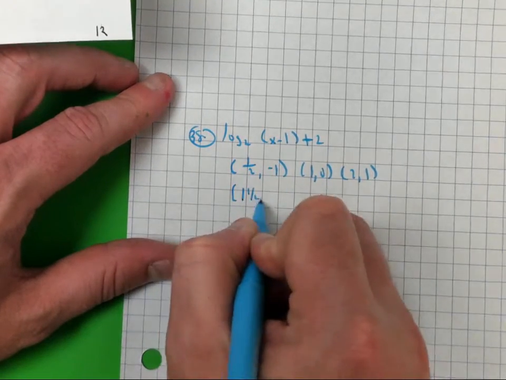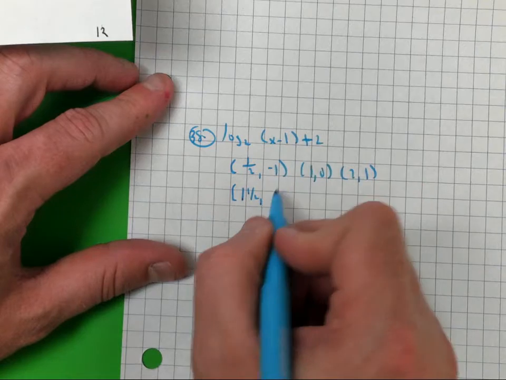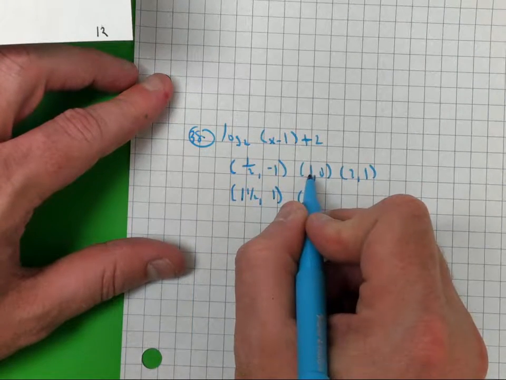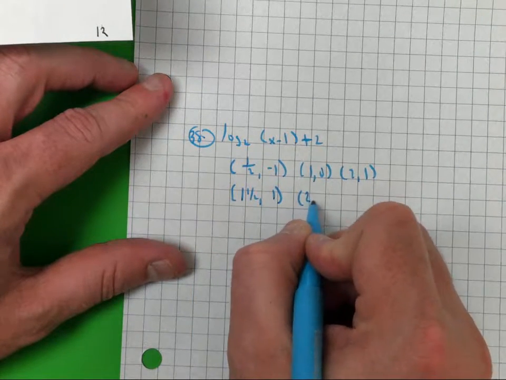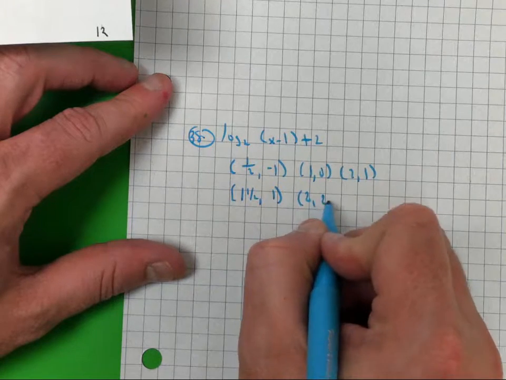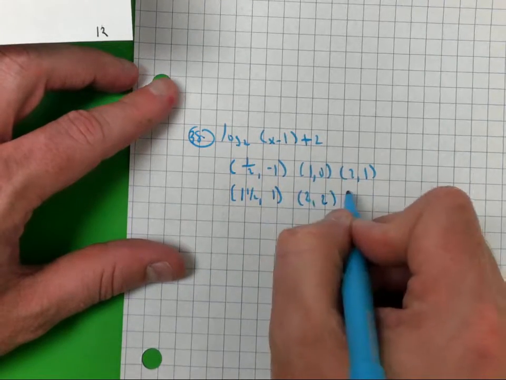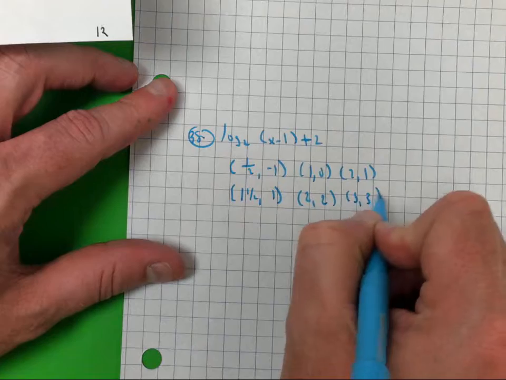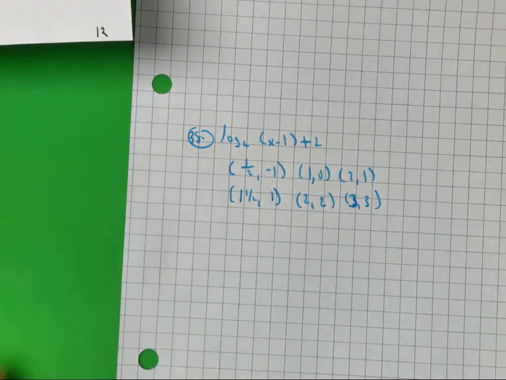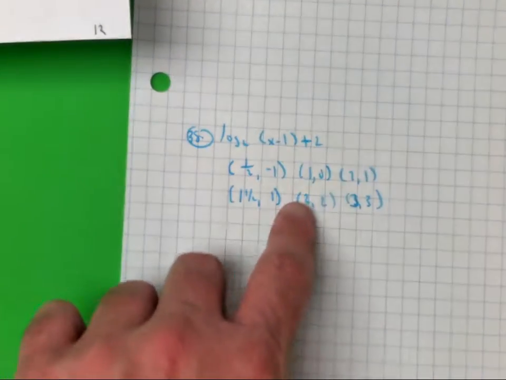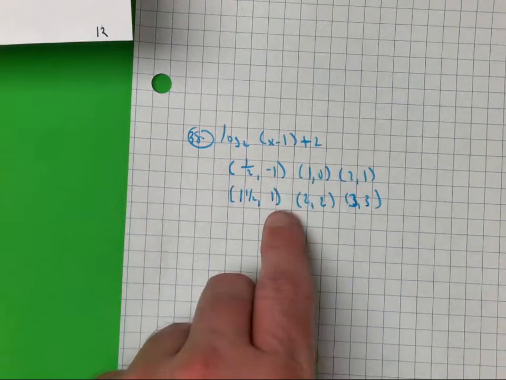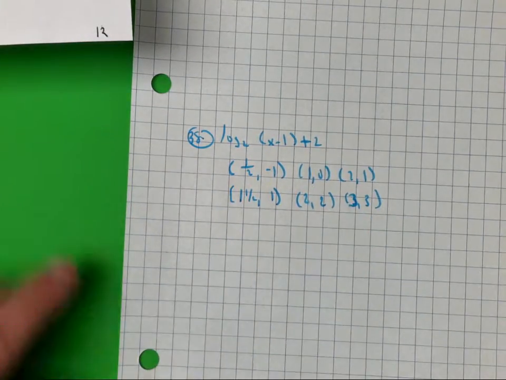So that's going to be 1 and 1/2. Negative 1 and 2 gives me 1. 1 and 1 gives me 2. 0 and 2 gives me 2. 2 and 1 gives me 3. And 1 and 2 gives me 3. I added 1 to my x's first, and then went back and added 2 to my y's. And then I'm going to graph this.